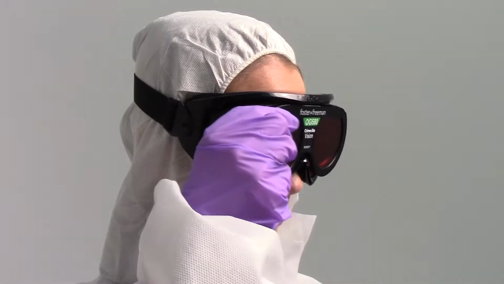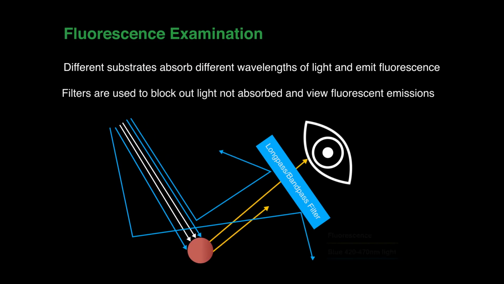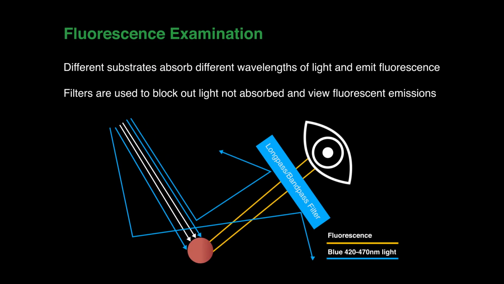Fluorescence. Different evidence types will absorb different wavelengths of light emitted from your crime light and produce fluorescence which can be viewed. We then can use goggles or filters to block out the emitted light which is not being absorbed in order to view the fluorescent emissions. Long pass filter goggles or camera lens filters must be used to view the fluorescent emissions. Long pass filters simply block the illumination waveband, allowing the fluorescence to pass. Bandpass filters allow the examiner to block all but a narrow waveband of light above and below the fluorescence emission.